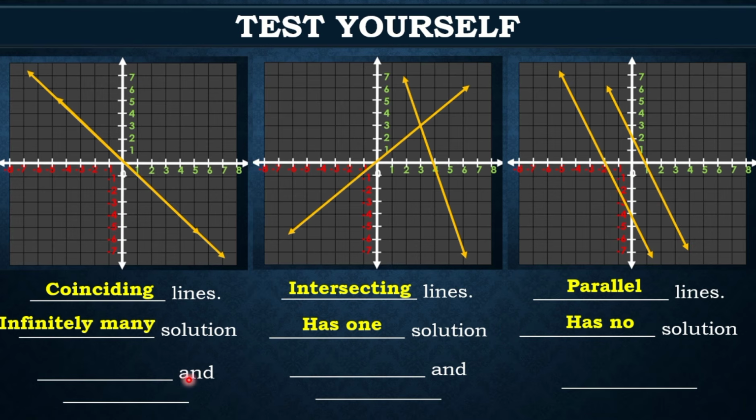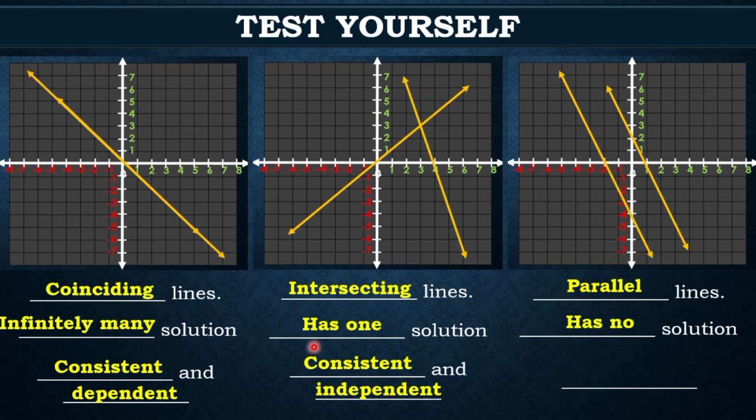Next. What kind of system? Sige nga. So this is consistent, dependent. And then this one, consistent and independent. So tatandaan lang, no? Parang ito ang dyan, mas madaling paraan. Kapag meron siyang solution, automatic consistent yan. Okay? At kapag wala siyang solution, inconsistent. Okay. So kapag dependent kasi same line sila. So ito independent kasi isa lang yung solution.